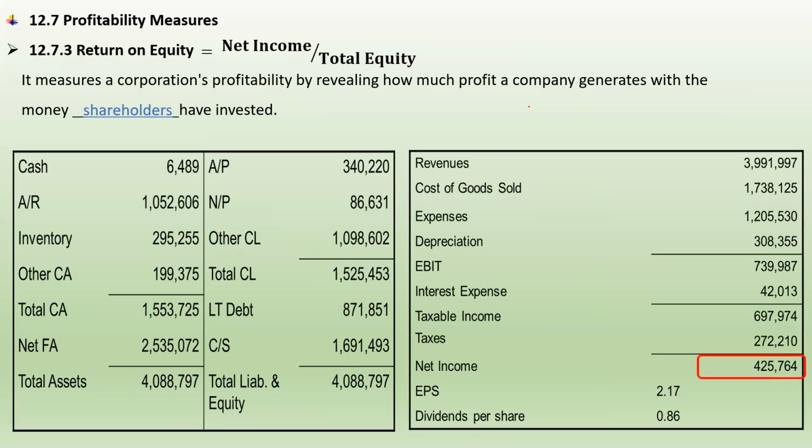The net income again is from the income statement, and the shareholders' total equity, which is the common stock of shareholders, is on the right-hand side of the balance sheet. So we found out that return on equity equals 25.17%, which means for each dollar invested by the shareholders, the firm will generate 25 cents, a quarter, as income.